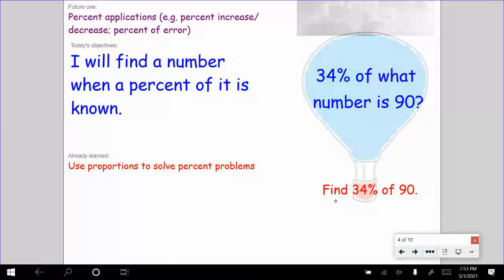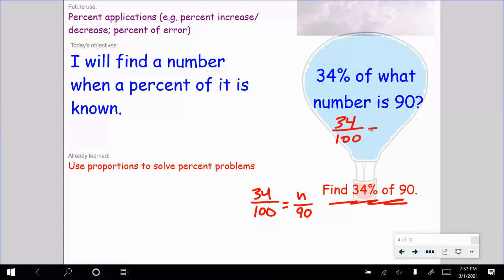Where before you used to find percents of a number, 34% of 90 is what number? Now we're saying 34% of what number is 90. So perhaps you can see the difference from here to here.